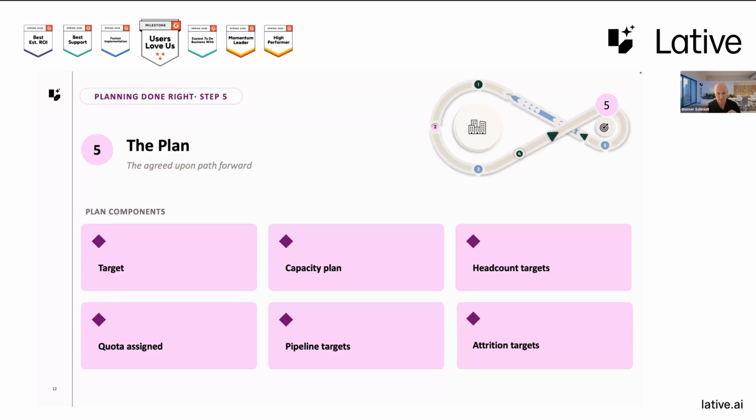Headcount targets are therefore in there. We got the quota assigned. We know what the quotas are going to be. We got that rolled out. We got the pipeline targets because we know the conversion rates. Now I've got my pipeline targets of what I need to achieve each month, down to the individuals. And I've got my attrition targets set. So those are the core pieces.